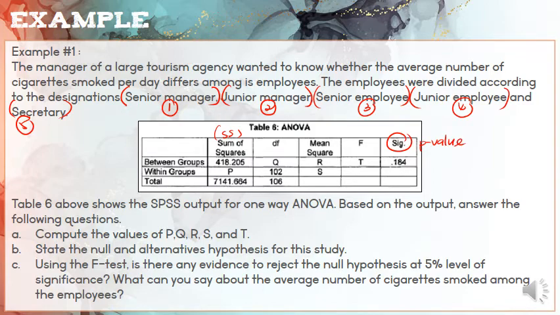Okay, so macam mana nak buat? Alright, so dia kata Table 6 above shows the SPSS output for one-way ANOVA. Based on the output, answer the following question. So dia minta you compute P, Q, R, S, T, state the null and alternative hypothesis, and using the F-test, dia minta you buat hypothesis testing. So, sebelum saya tunjukkan jawapan on the next page, saya go through sikit lah, right?